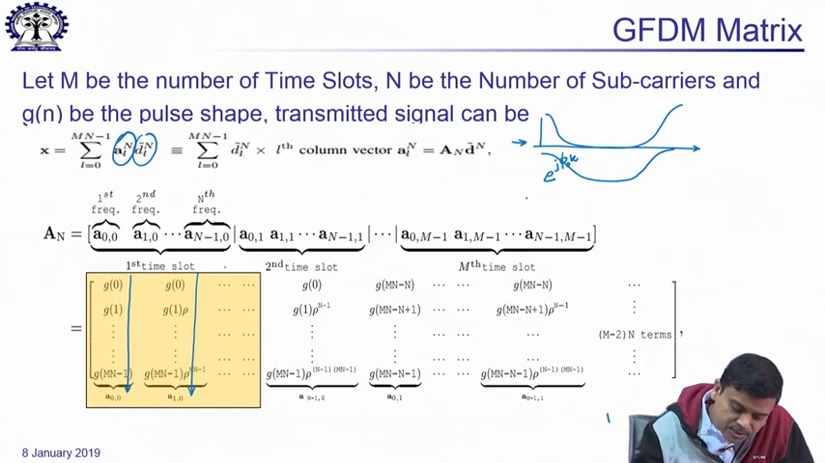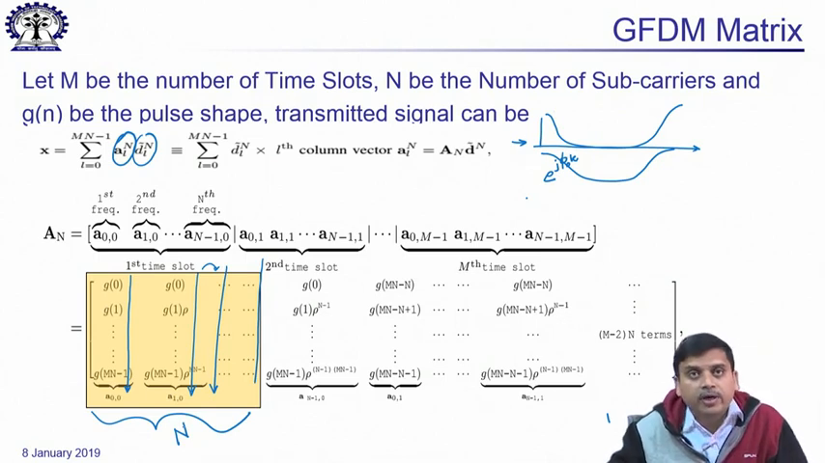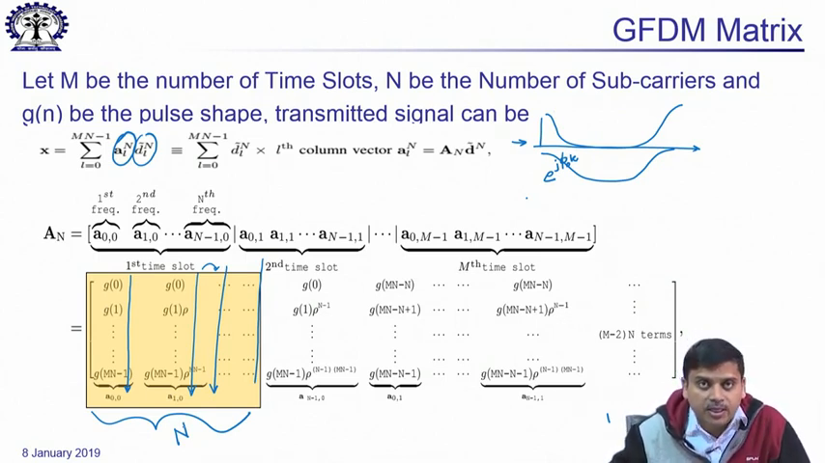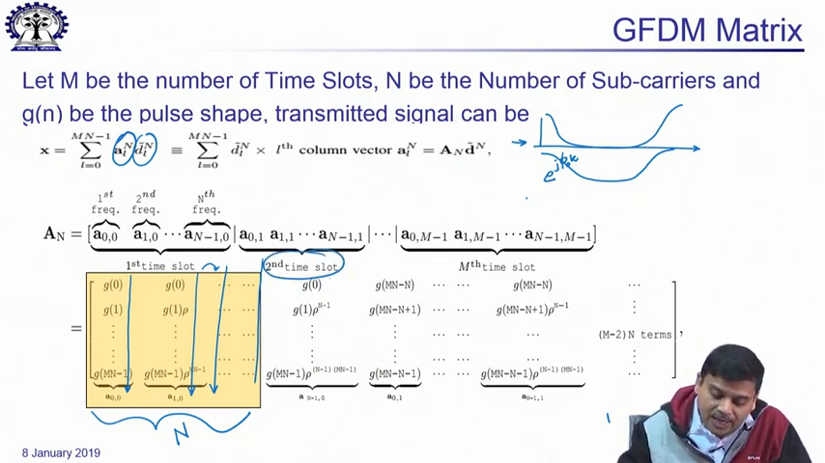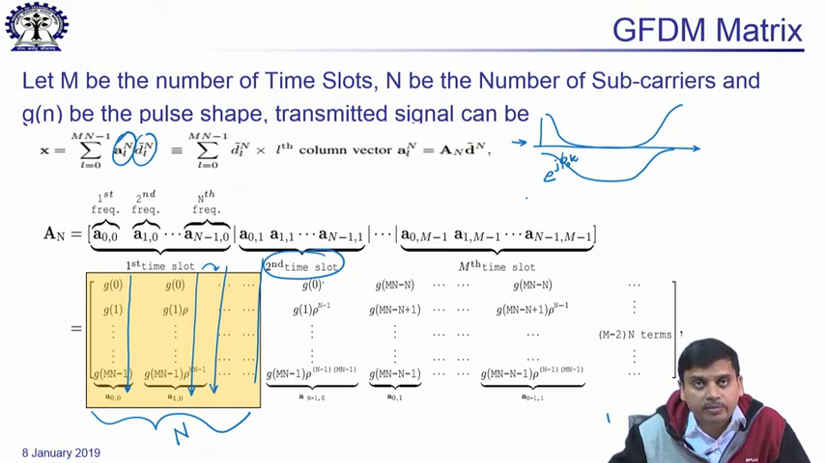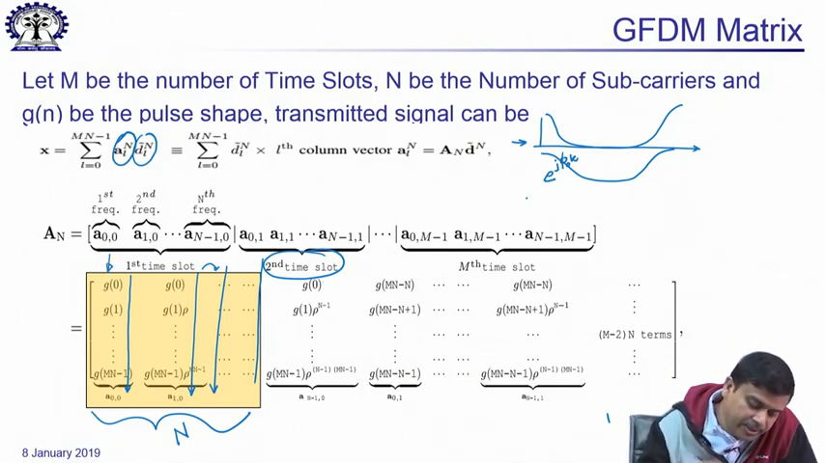The next column would be the same pulse shape with an additional frequency shift. Like that, you are going to have N such subcarriers. All of them are going to have the same time domain pulse shape, but each of them will be frequency shifted. The next set of pulse shapes would be the pulse shape for the second time slot, and that is time shifted. When we are talking about the Gabor version, this is what we have in the Gabor version. This is the basic Gabor atom.